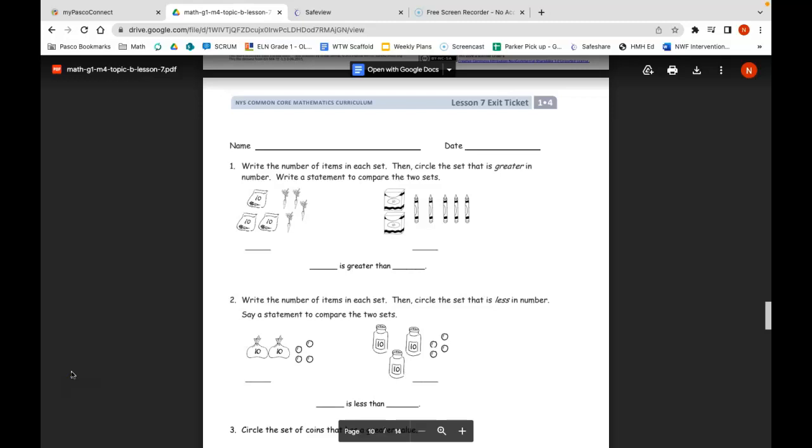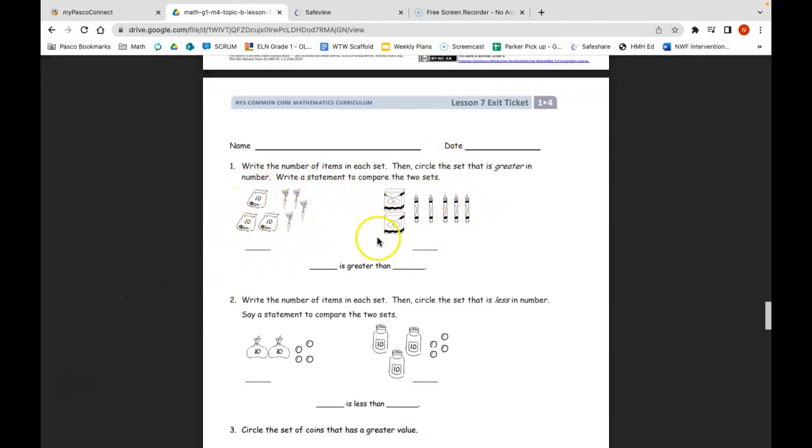Hi friends, this is your Lesson 7 exit ticket. So you will see on this paper that there are two sets of pictures. Okay, so you're going to look at the picture and you're going to count up what the picture represents and write that number on that line.